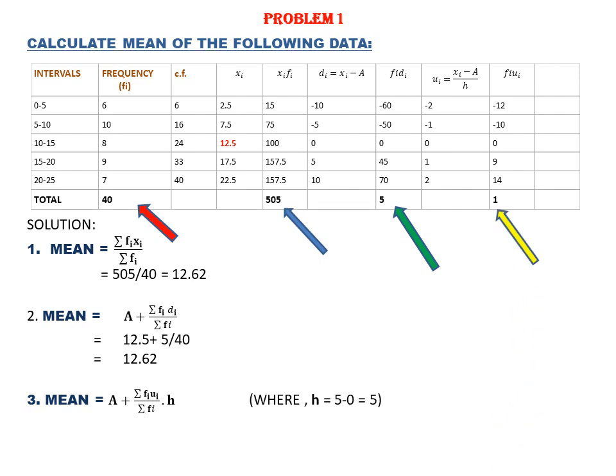Now you have to substitute the values. A is the same, 12.5, plus summation fi ui, which is 1, upon summation fi, which is 40, into 5, that is your h. You just have to calculate it and you'll get approximately the same answer, 12.62.